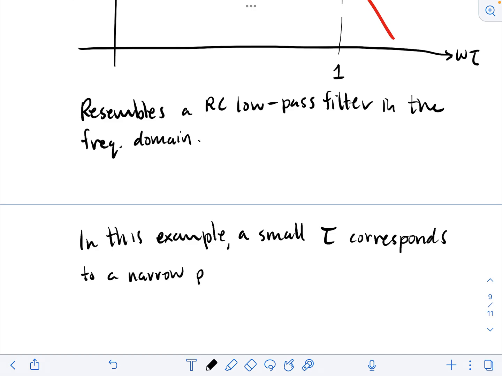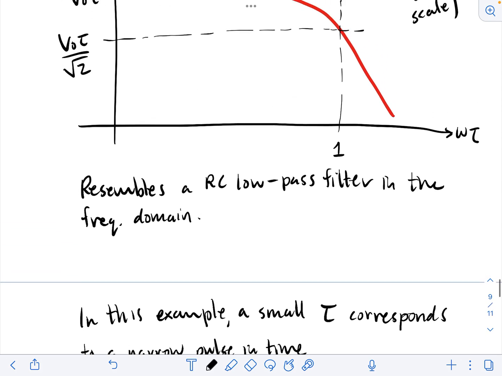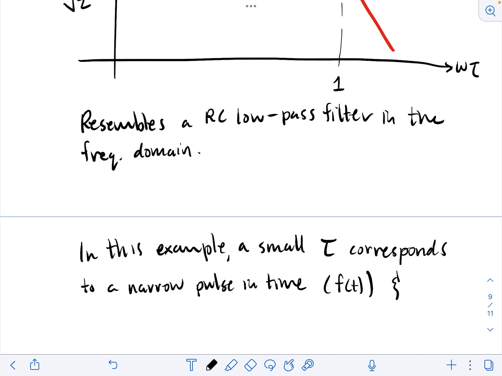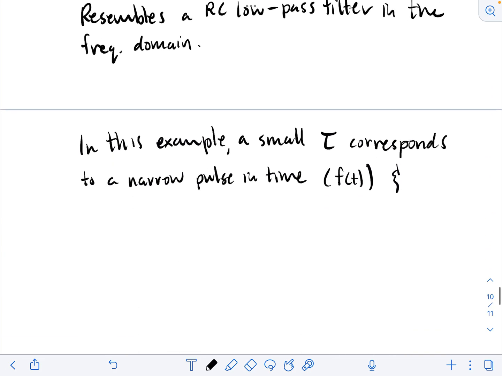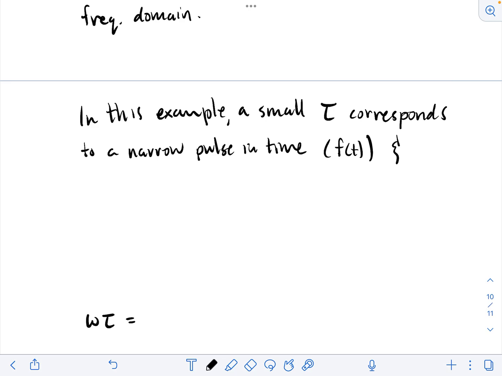So this is like our f of t behavior. And so the range of frequencies passed by the magnitude of f hat of omega is determined by omega tau equal to 1. So let's just write over here, omega tau is equal to 1. That kind of corresponds to the range of frequencies that are needed to reconstruct our pulse in time. And so that means omega goes as kind of 1 over tau. So if we made a narrow pulse in time by having a short tau, then the range of frequencies needed to correspond to that pulse in time is very wide. So a small tau corresponds to a narrow pulse in time, and a wide range of frequencies proportional to 1 over tau in f hat of omega.